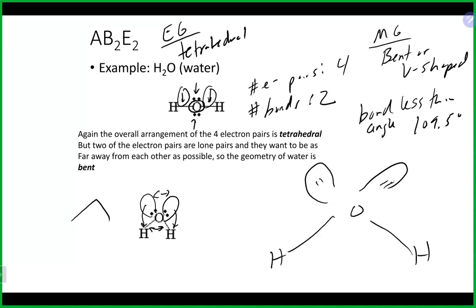Best way to do it for most people, because a lot of people can't visualize three-dimensional space in their head, myself included, is to look at a chart where you have the number of electron pairs, the number of bonds, and the geometry. So that's really the best way to sort of know it.